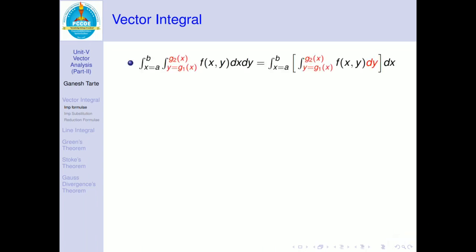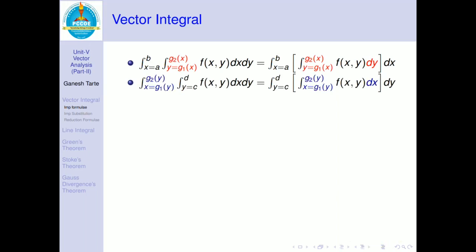Then property number 3, if the limiting value of y depends on x, shown in red color, and x has constant limits, then integrate with respect to y first and then with respect to x. In the same way, if x depends on y and y is constant, then integrate with respect to x first and after that with respect to y. So these are the basic properties to solve double integration.